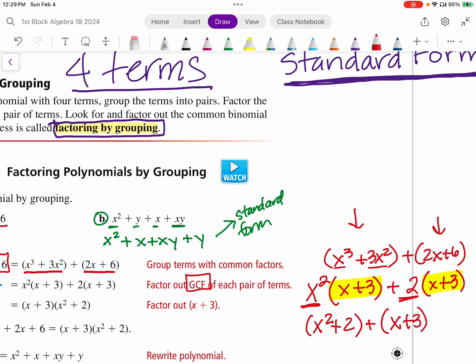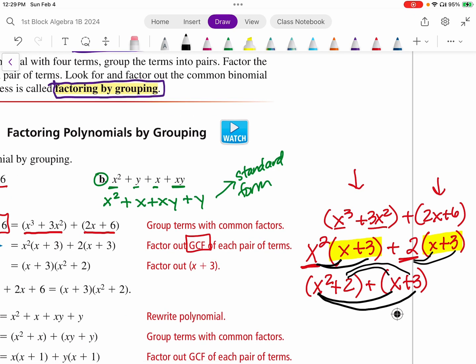And if we think of distribution, if we were going to multiply, this would be x squared times x and x squared times 3, and then this would be 2 times x and 2 times 3. Well, if we do the distributive property, it's exactly the same written in one step. So this is our final answer, factoring by grouping.